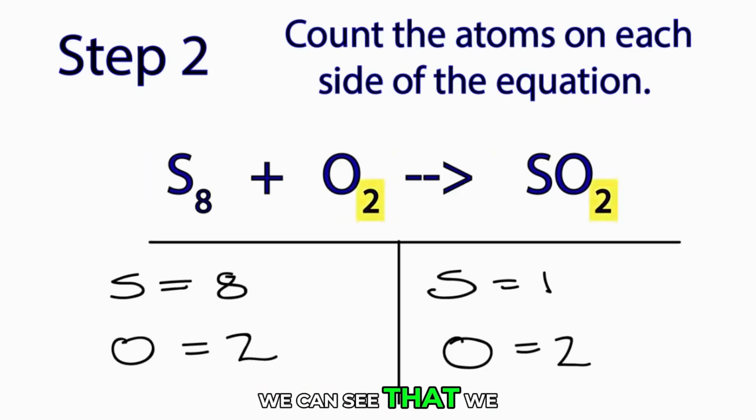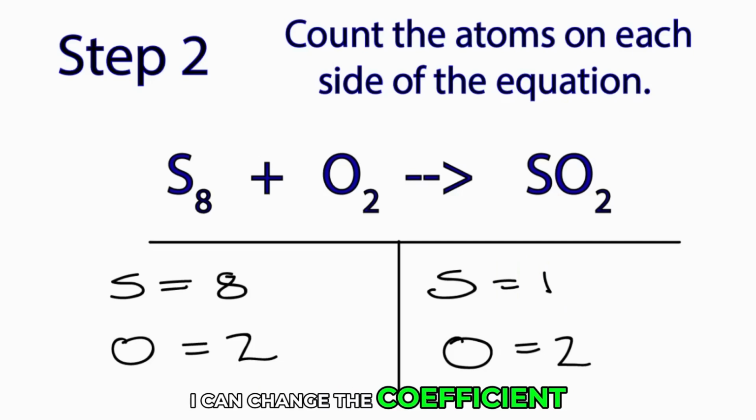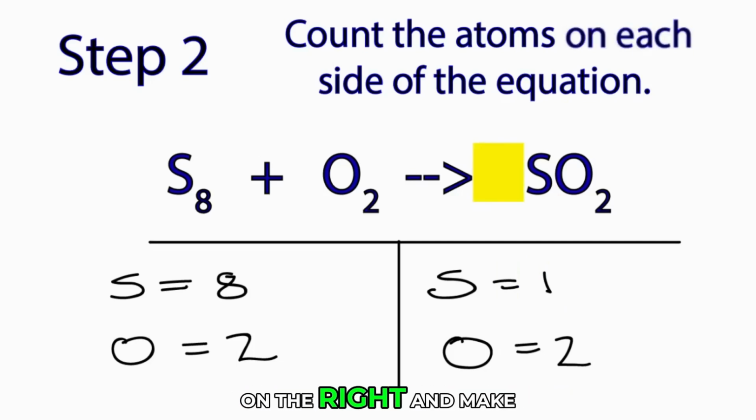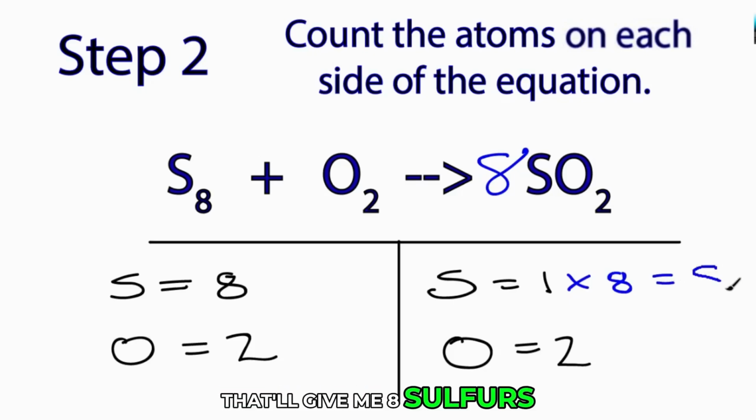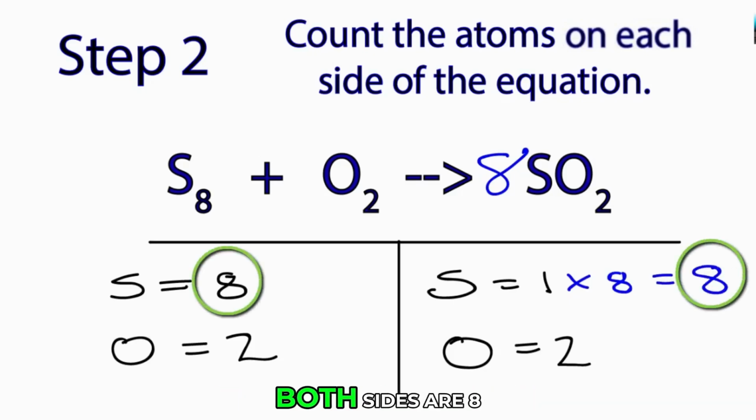We can see that we have 2 oxygens on each side of the equation. So the oxygens are fine, but the sulfur atoms, we have 8 on the left side, the reactants, and only 1 on the right. Well, to fix that, I can change the coefficient in front of the sulfur on the right and make that an 8. So if I put an 8 here, that means 8 times the 1 sulfur. That'll give me 8 sulfurs. And now my sulfurs on both sides are 8.